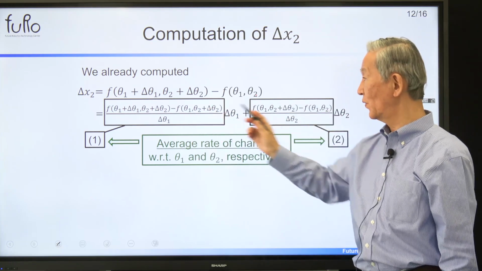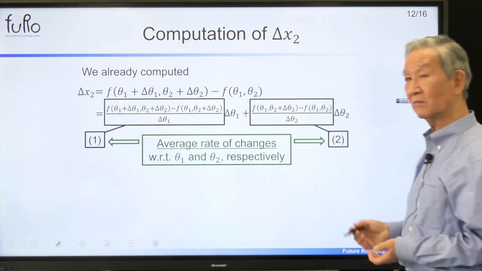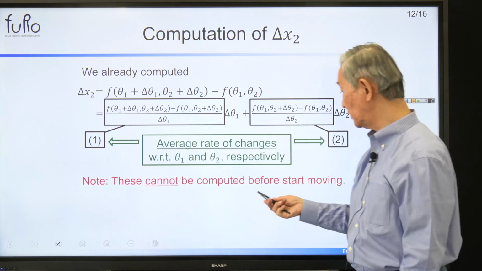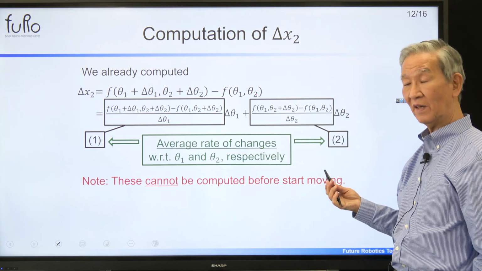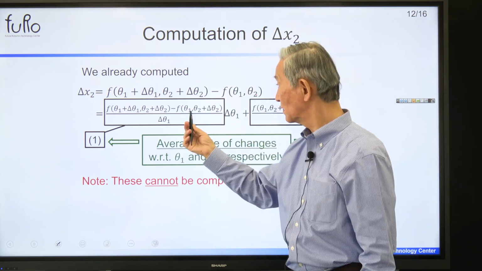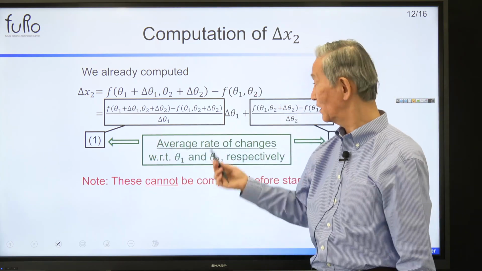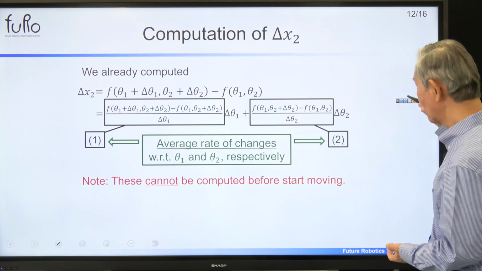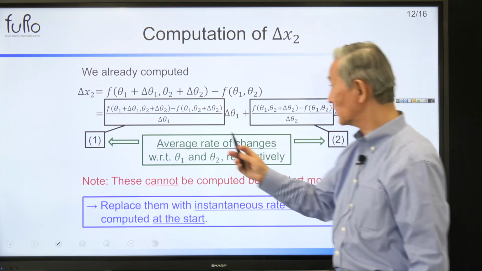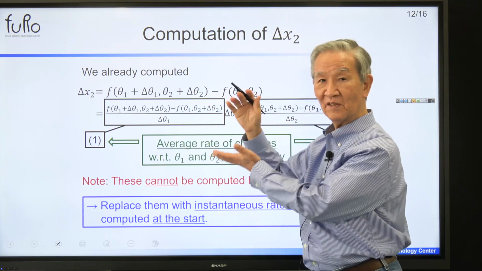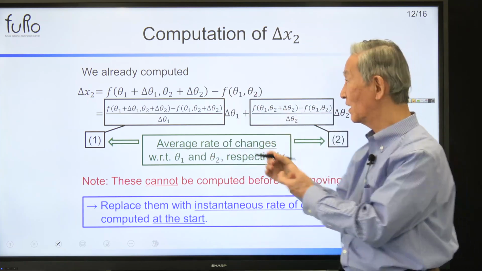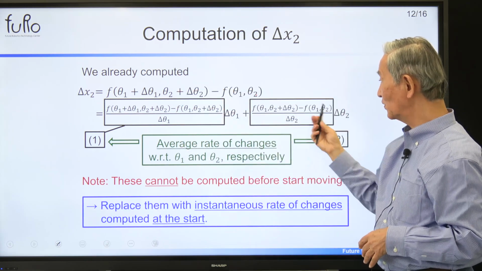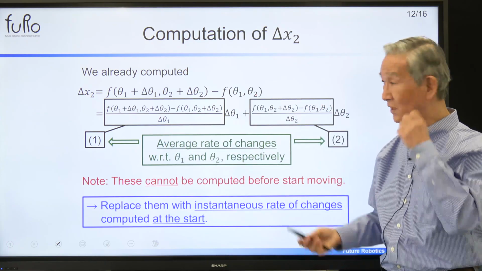So if we do know those two, then we can write down an equation. Not so quick. Those cannot be computed before starting to move. Why? Because this is from theta 1 to theta 1 plus delta theta 1 and dividing by delta theta 1, meaning this is an average speed, don't you think? Well, speed is not a good word probably. Average ratio. Here, this is an average ratio, and we don't know how much the difference is going to be.